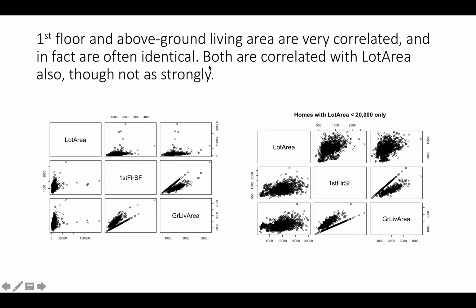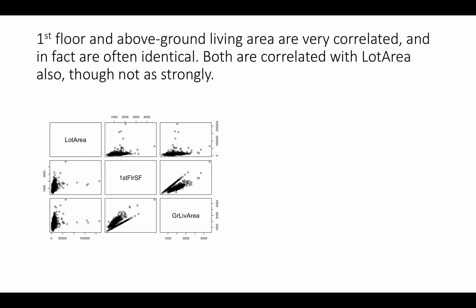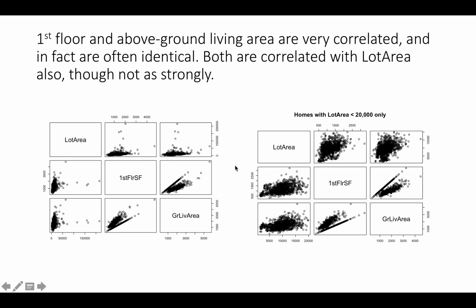Then I also wanted to take a look at an example of some numeric variables that might also be correlated within the independent variables. And you see that the first floor square feet and the above ground living area are very correlated. In fact, they're often identical because if the home doesn't have a second floor, then a lot of the time those are going to be identical. Both of those are correlated with lot area as well, which also makes sense. The correlation there isn't quite as strong.